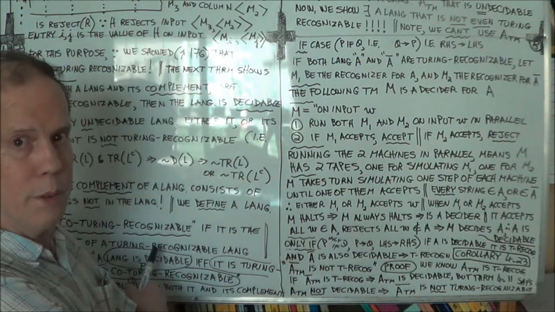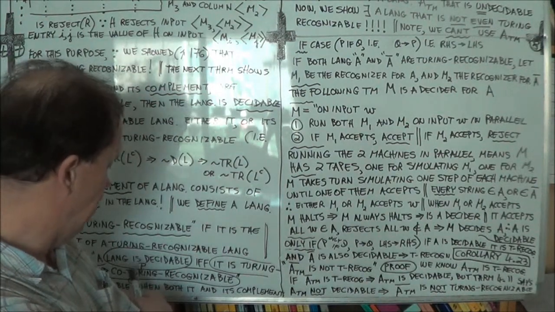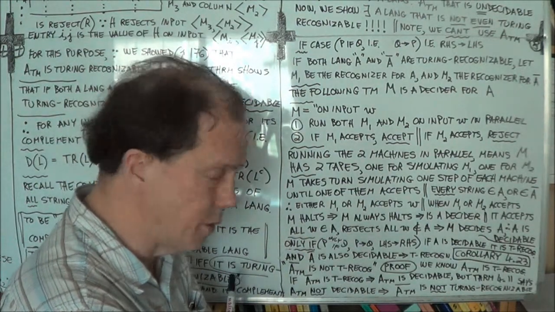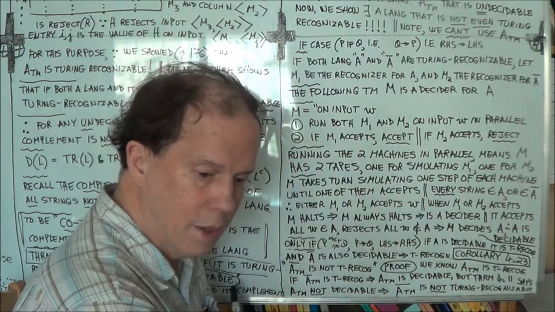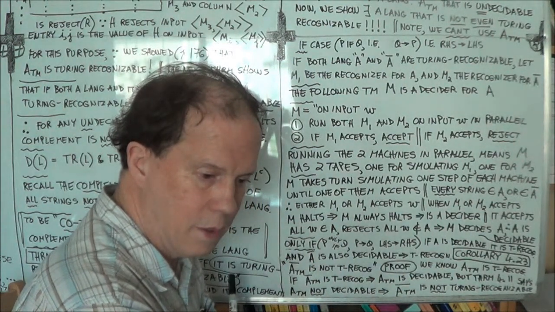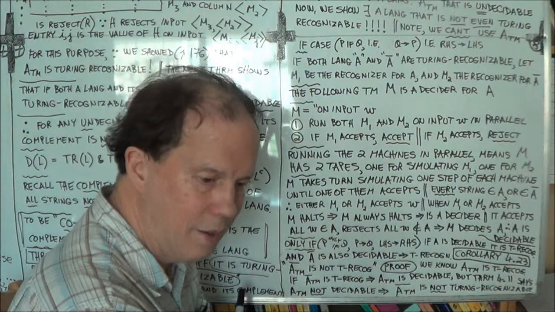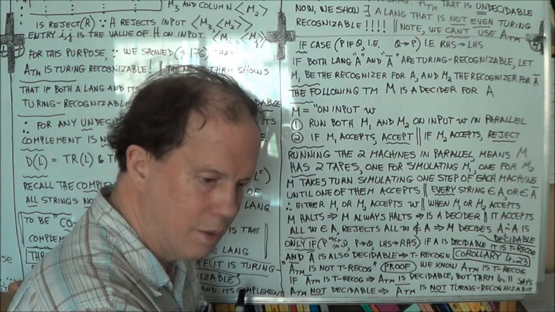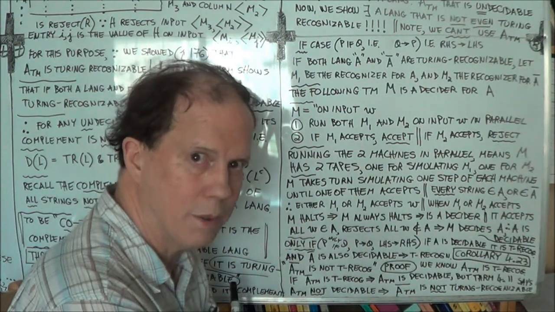Language A is decidable. Okay? And from that, you have to deduce the right-hand side. In other words, the language A is Turing recognizable, and the complement of the language is also Turing recognizable. That's what you have to prove.